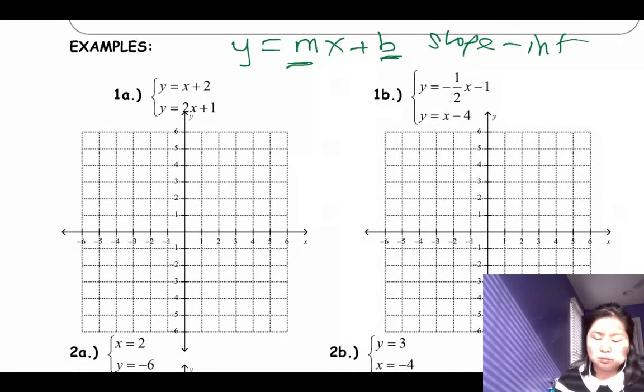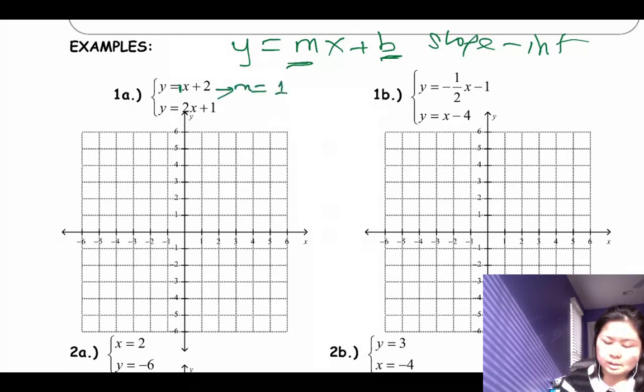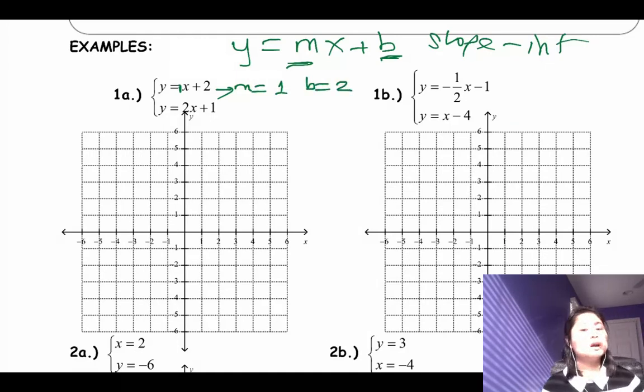So if I look at this example, the equation is y equals x plus 2. If there's nothing in the front, it's the same as 1. So this is going to be the green line. So I'm going to write down the information. The slope is 1. The y-intercept is 2. So I'm going to go ahead and graph that line.